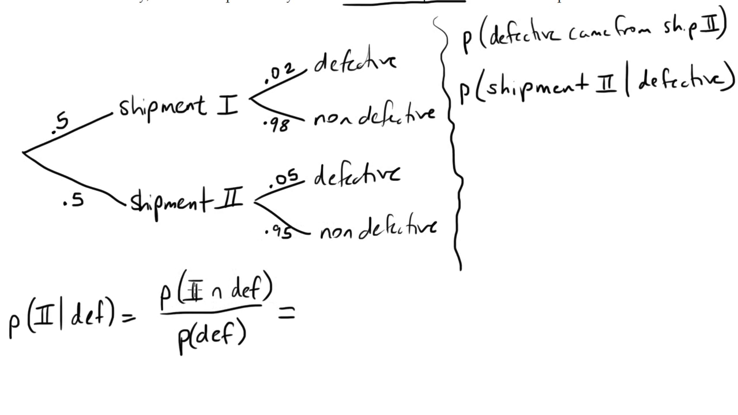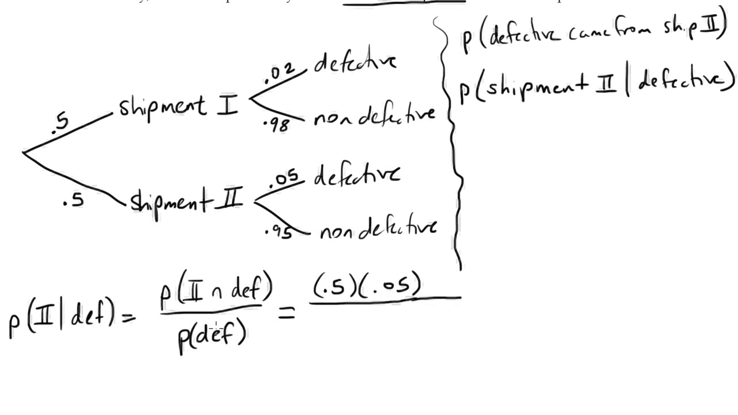The probability that it comes from shipment 2 and it's defective, that's this path right here. Shipment 2 and defective. That's the only way you can get shipment 2 and defective. And those probabilities are 0.5 times 0.05. That's shipment 2 and defective.